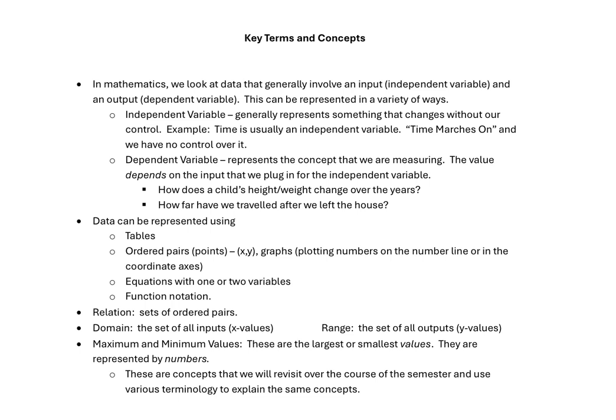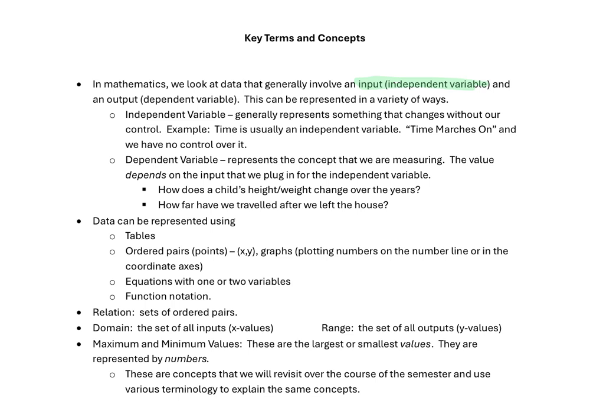The main thing that we're going to talk about in this section is data, specifically data that involve an input, or independent variable, and an output, or dependent variable. So what does that mean exactly? Let's start off with independent and dependent variables. A general way to think about independent variables is these are things that change without our control. They do what they do independent of what we want them to do.